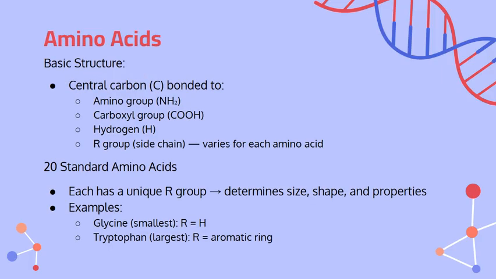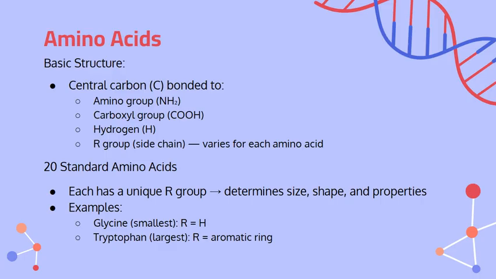So, the basic structure of an amino acid, it has a central carbon bound to an amino group, which is NH2, a carboxyl group, which is COOH, and then a hydrogen. There is also a side chain or an R group, which varies from amino acid to amino acid. So these R groups are what make each amino acid different. There are 20 standard amino acids, and each of these have a unique R group. And this R group determines size, shape, properties, and function, right?